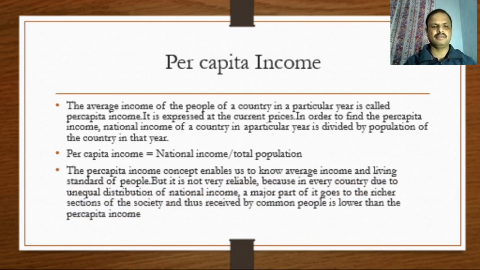The per capita income concept enables us to know the average income and living standard of the people of a particular country, but it is not very reliable. Why? Because in every country, due to unequal distribution of national income, a major part of it goes to the richer section of society, and thus what is received by the common people is lower than the per capita income. So that is the matter here.